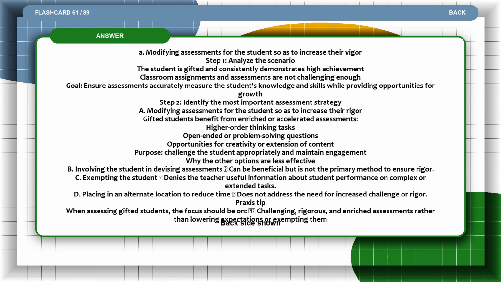B. Involving the student in devising assessments. Right arrow, can be beneficial but is not the primary method to ensure rigor. C. Exempting the student. Right arrow, denies the teacher useful information about student performance on complex or extended tasks. D. Placing in an alternate location to reduce time. Right arrow, does not address the need for increased challenge or rigor. Praxis tip: when assessing gifted students, the focus should be on challenging, rigorous, and enriched assessments rather than lowering expectations or exempting them.